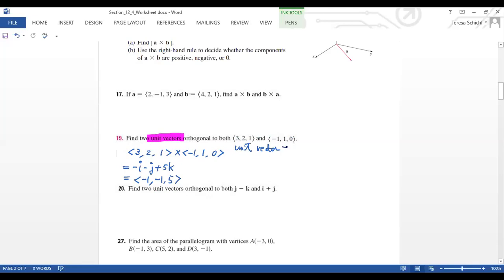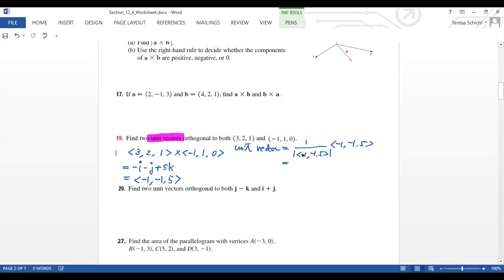Okay, so a unit vector is basically when you find the length of these ones here. So the length here is -1, -1, 5, right? So this will be -1, -1, 5. So what is the length here? The length will be, right?